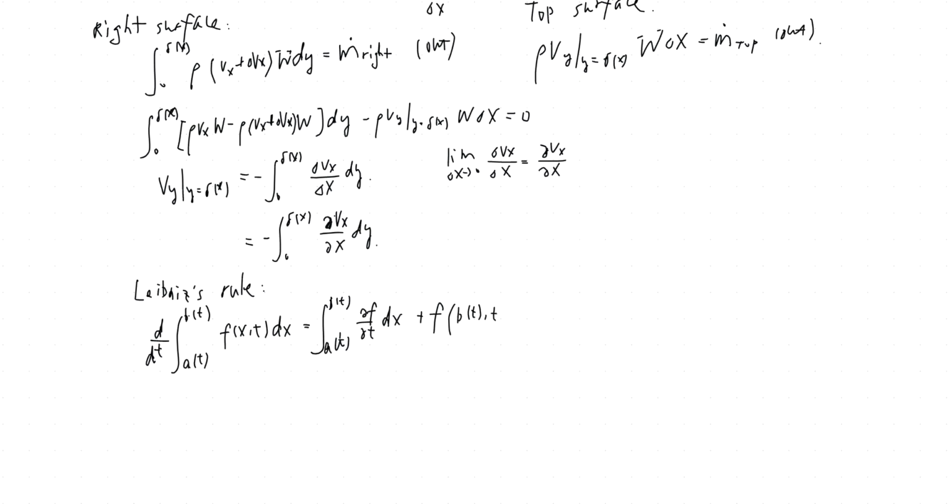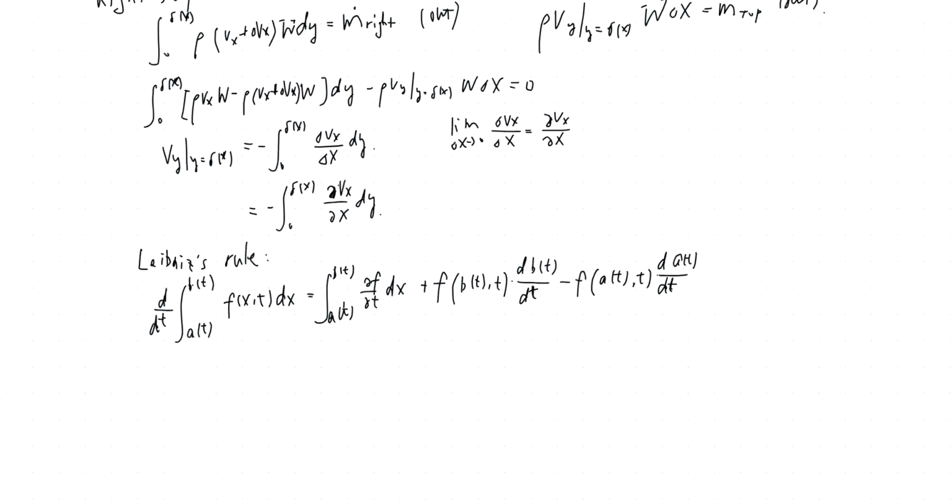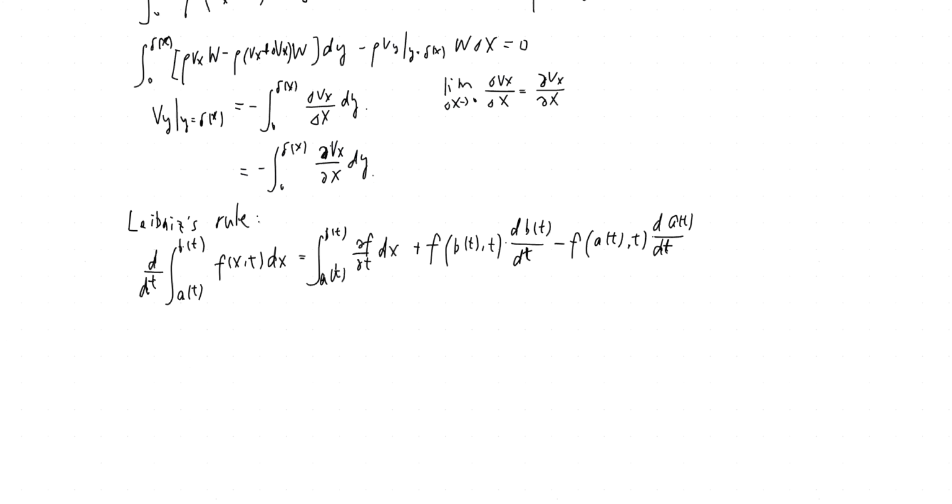Then you take the derivative of the upper limit. Then you do a similar thing, but subtract what happens on the lower limit. So you evaluate the function at the lower limit and multiply by the derivative of the lower limit. That is the Leibniz rule. Now, if you apply the Leibniz rule to our Vy, that's what you will get.